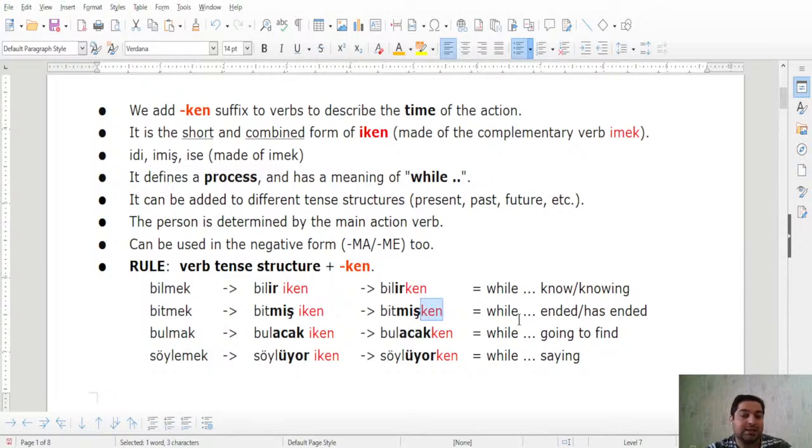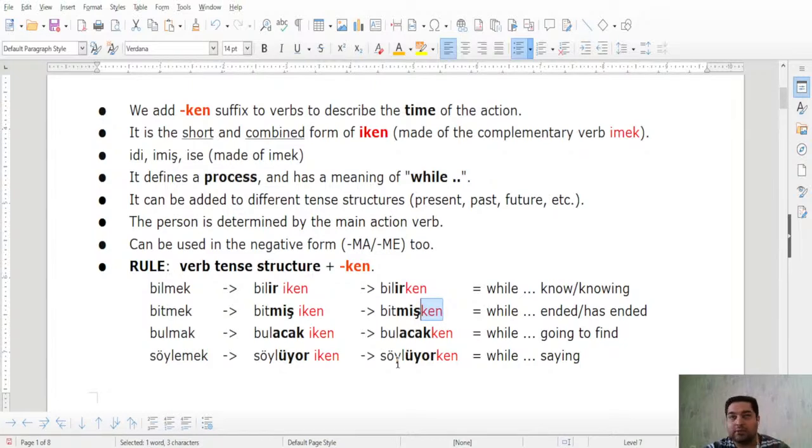Bitmişken, while something has ended, while having been done, for example. While something has been already done, while having something completed. That's basically how you can use this in different meanings. Bir şey bitmişken, for example, film bitmişken kaçalım. While the movie is over already, let's flee. Let's go. So film bitmişken çıkalım.